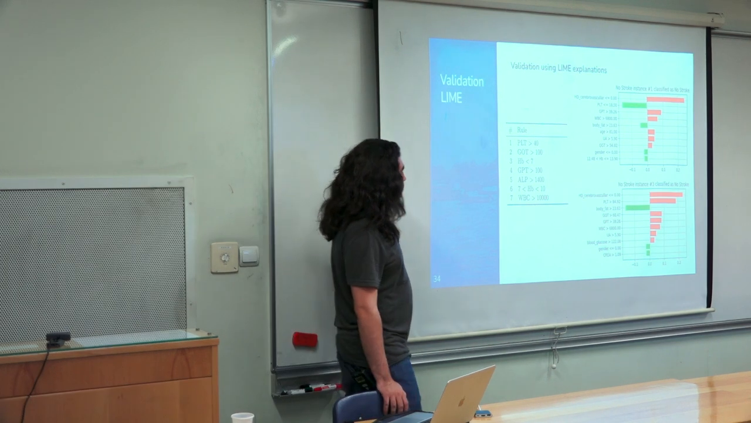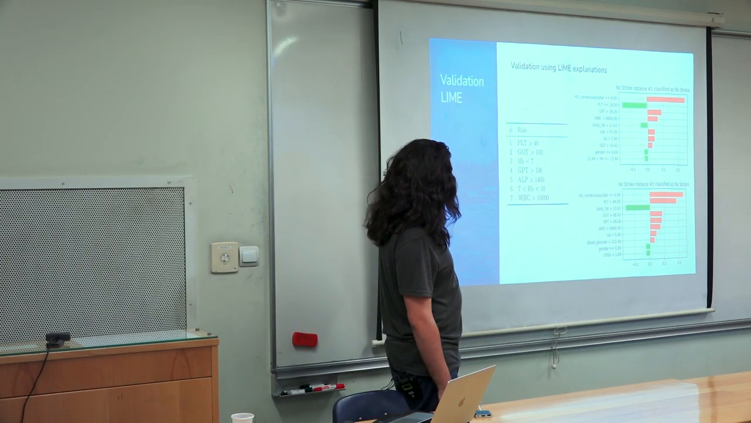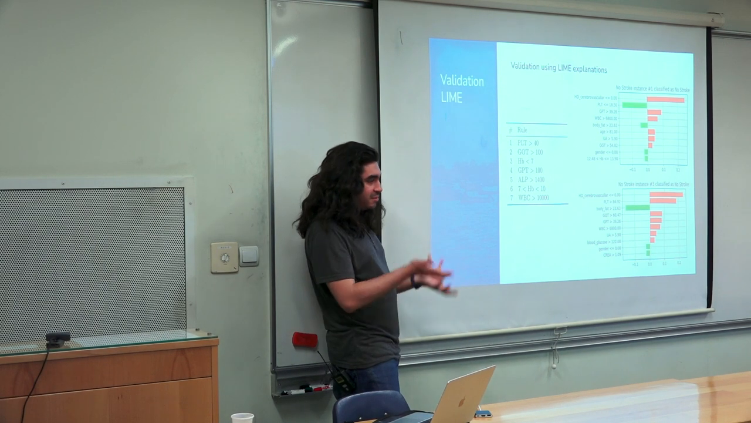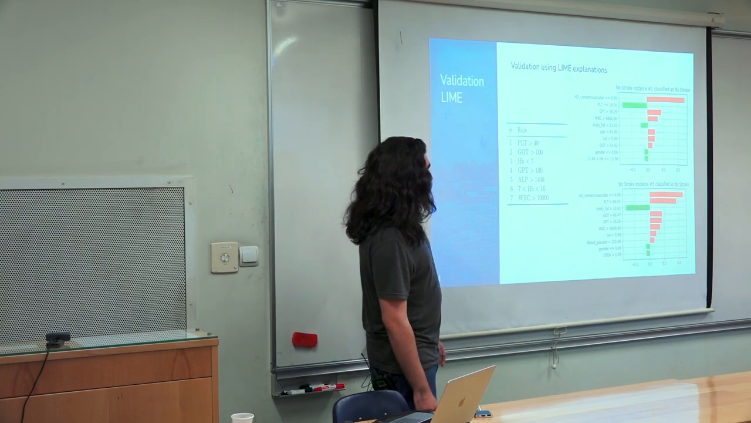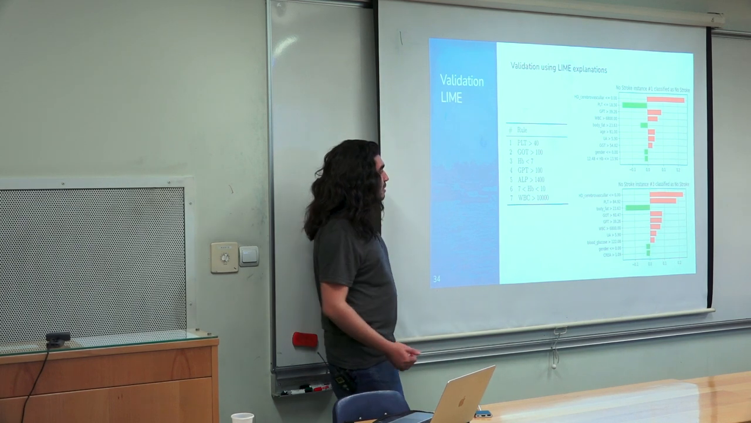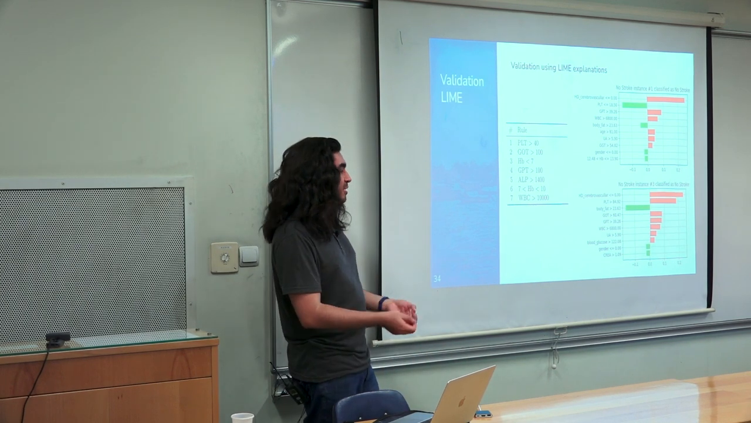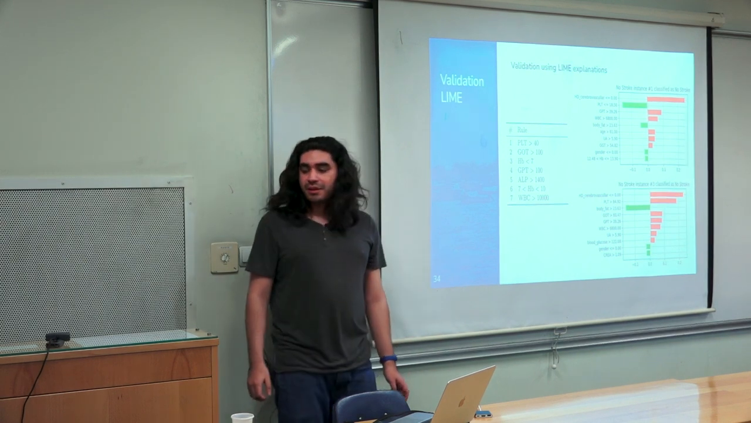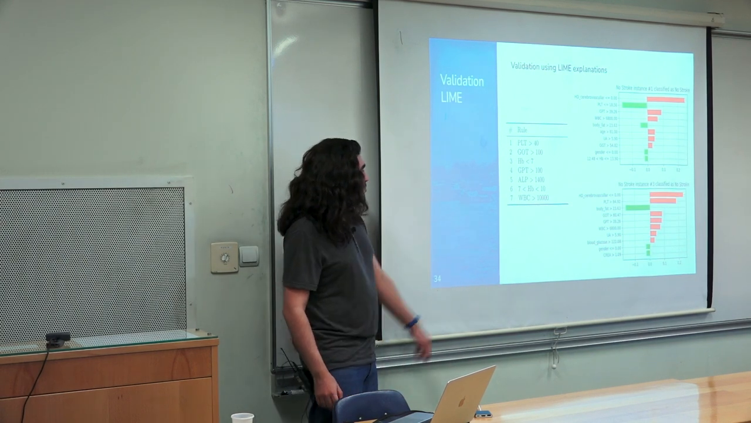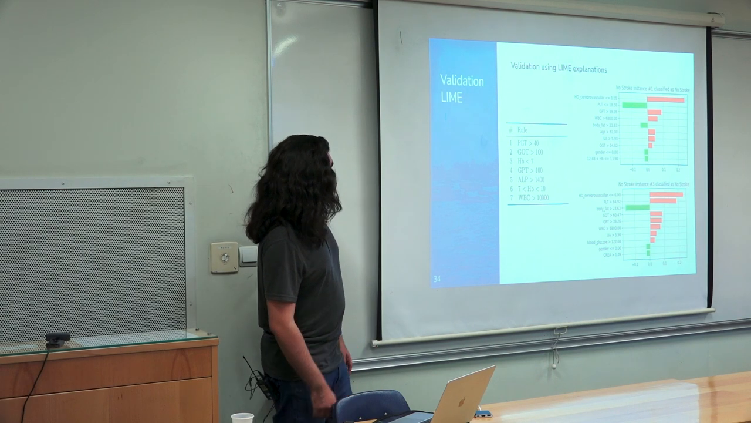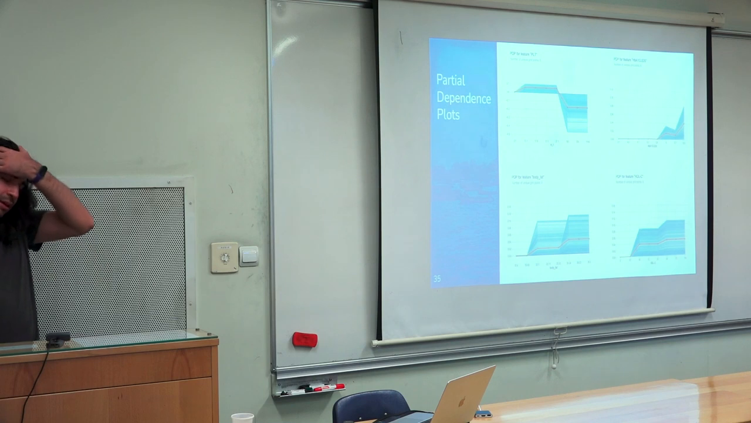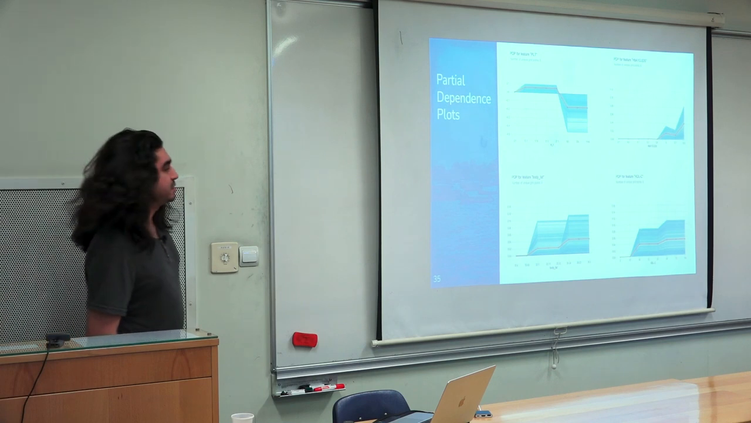And with no stroke, we find fewer matches because here we have very different patients in the real world, rather than the group of patients that has stroke, which has very specific characteristics. So here we don't find so many matches, but this is okay. So the next one is the partial dependency plot.